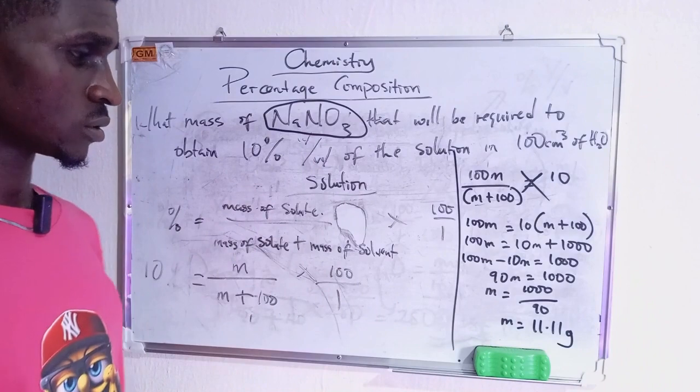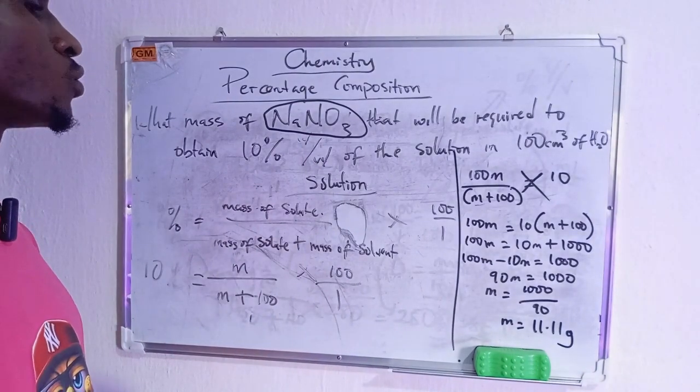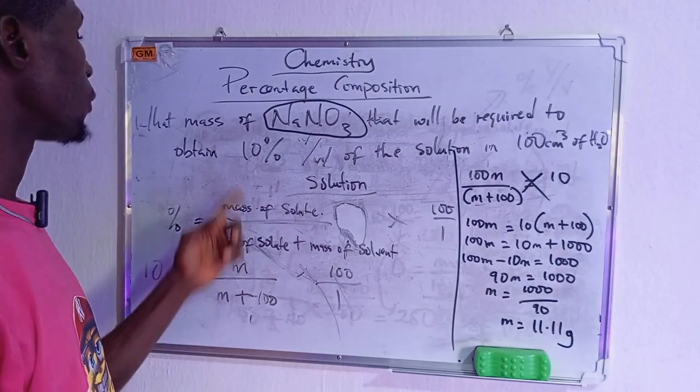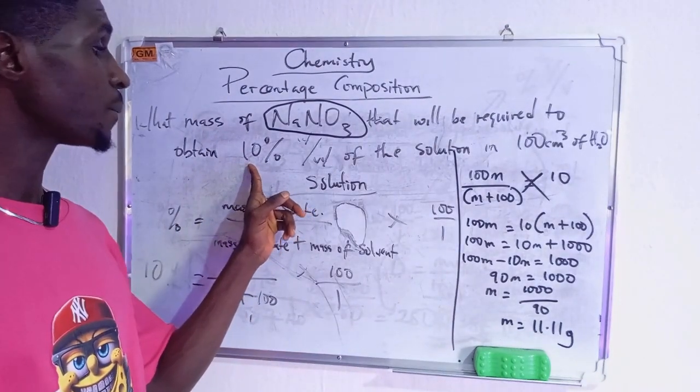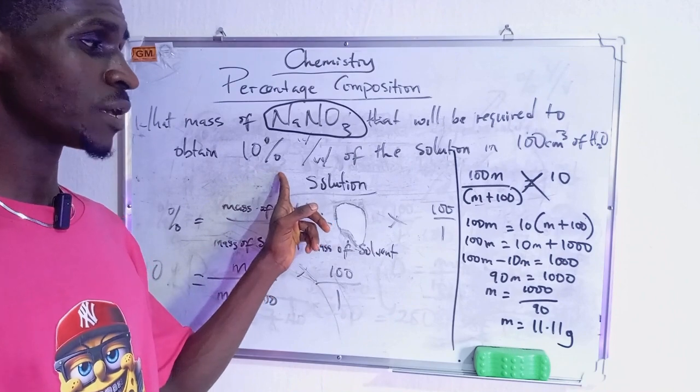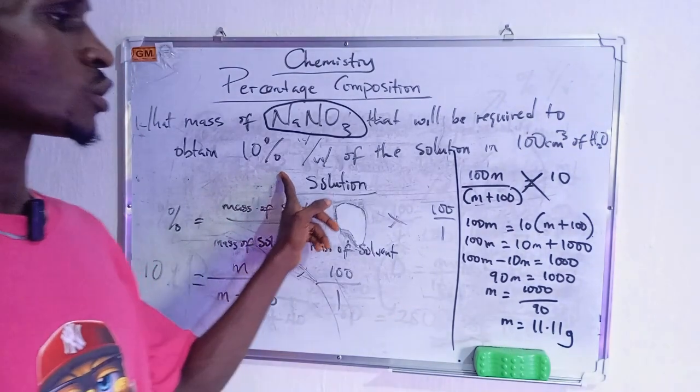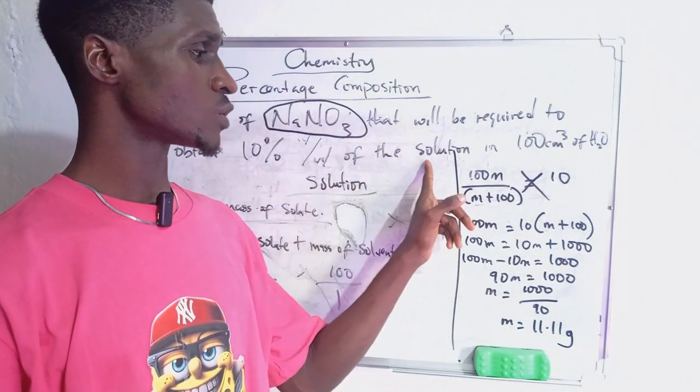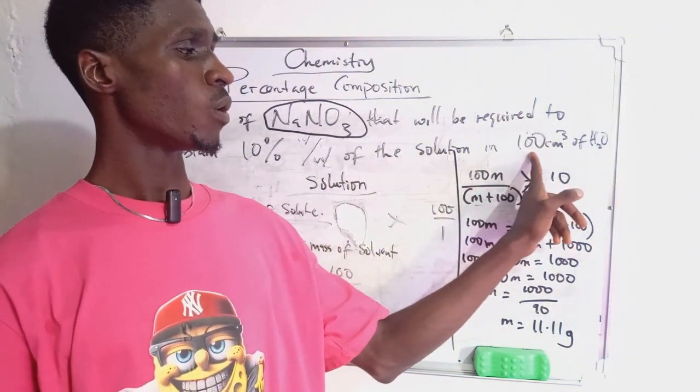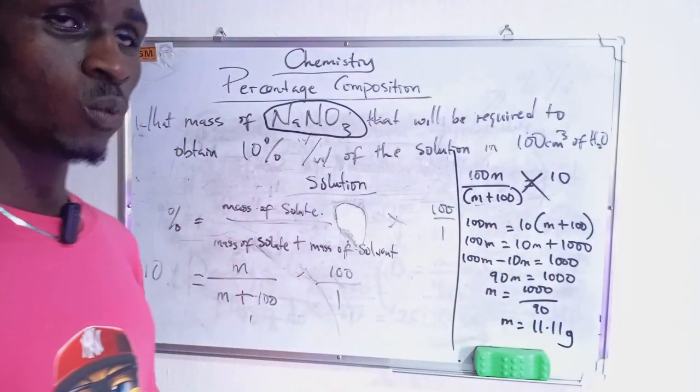salt, which you are going to need to obtain 10% weight by weight or mass per mass concentration of that same salt in 100 cm cube of water.